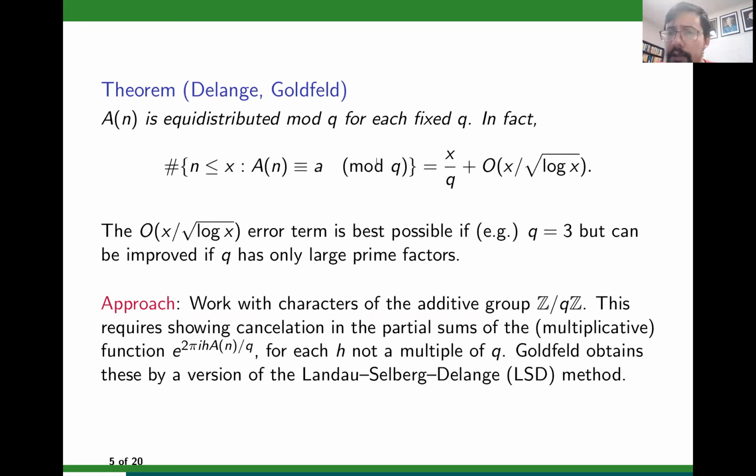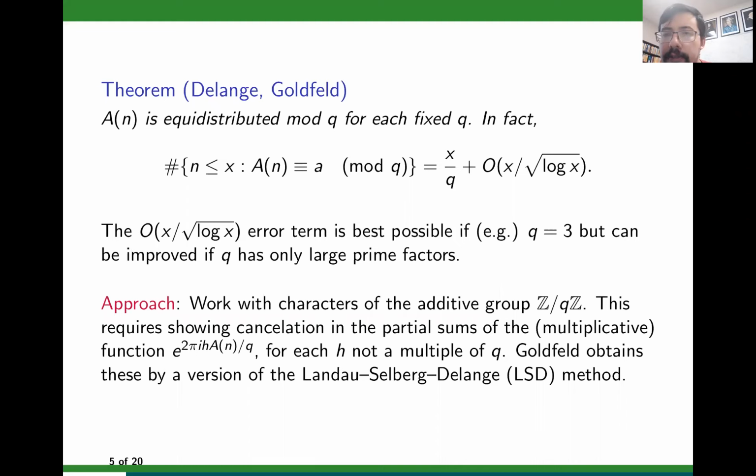Dorian Goldfeld, a few years ago, for a conference in honor of Krishna Alladi, actually looked in detail at the case of A of n and obtained more precise results. So for example, you can see here the number of n's for which A of n is a mod q is x over q plus an error term that's big O of x over root log x, where the constant here depends on q. Now, this big O of x over root log x error term is actually best possible if q equals 3. You can get from his proof that it can be improved in certain cases.